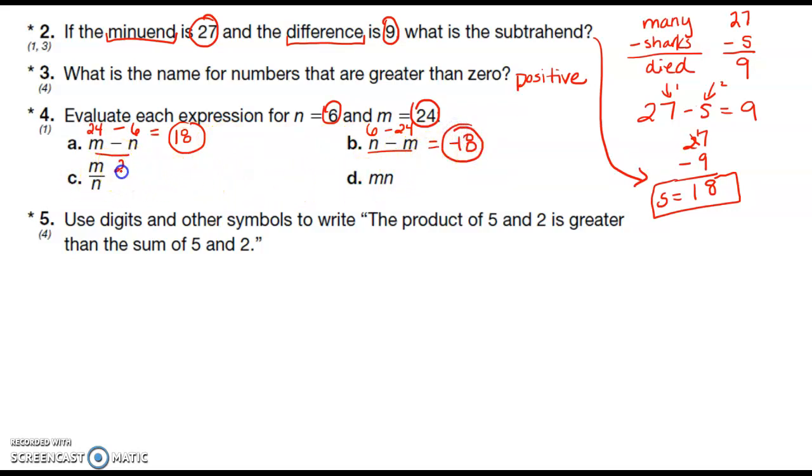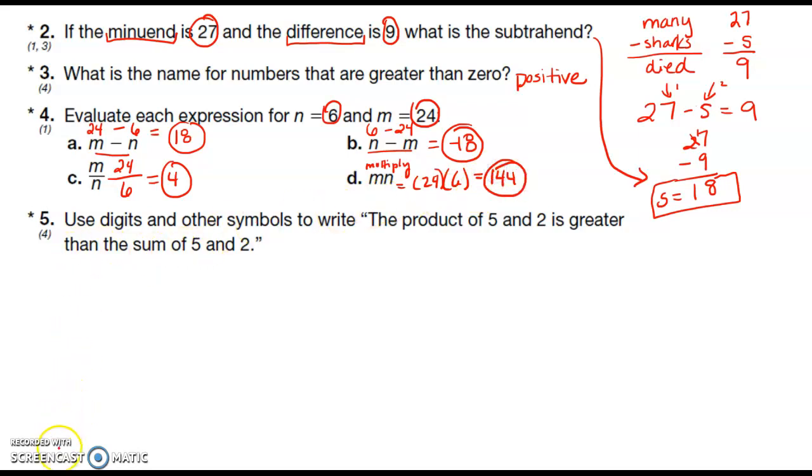Here I have m, which is 24, over n, which is 6, which gives me 4. And then, of course, when I have m and n together and there's no operation, that means multiply. So I have 24 times 6, which gives me 144.